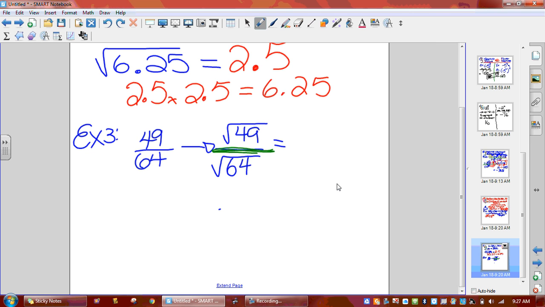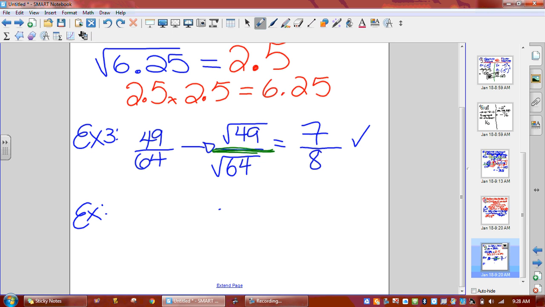Now, if I square root 49, what do I get? 7. If I square root 64, how big do I get? 8. Good. So my answers are both terminating decimals. The decimals end on the top and on the bottom. So that means, yes, I have a true solution. If one of the numbers was a run-on decimal, it wouldn't work. So let's try another example, one that won't work.